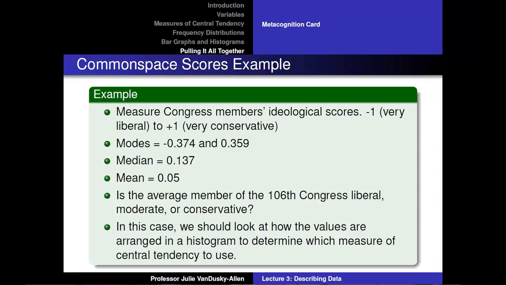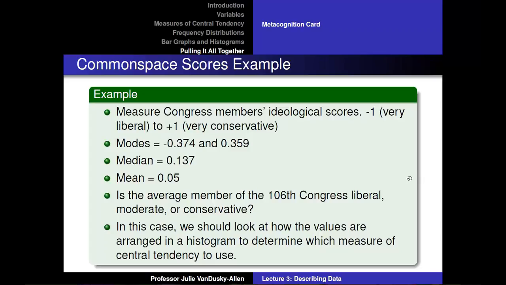However, the mode, median, and mean tell us different things about the typical value of this variable. According to the modes, the typical member of the House is either liberal with a score of -0.374 or conservative with a score of 0.359. According to the median, the typical member is moderately conservative with a score of 0.137, and according to the mean, the typical member is moderate with a value of 0.05. So which one is correct?